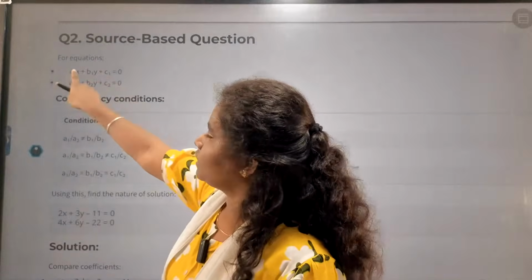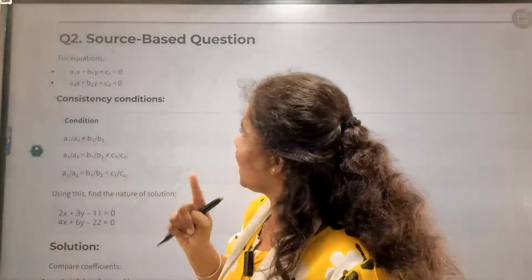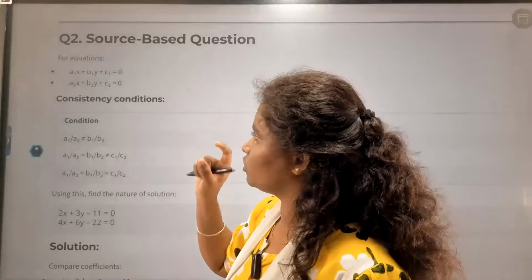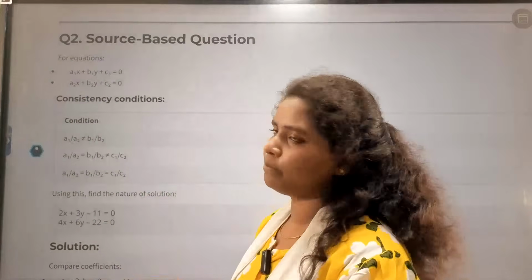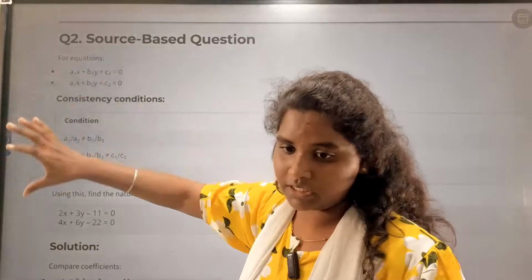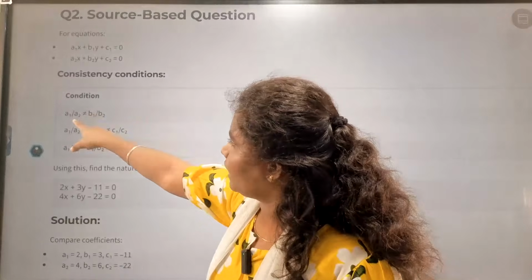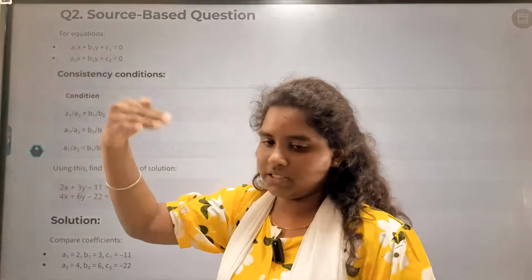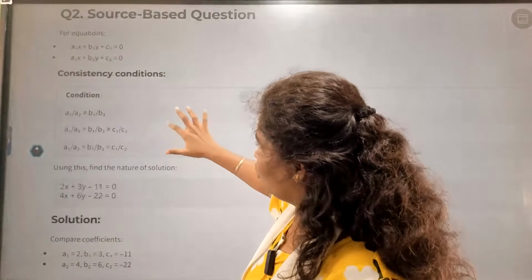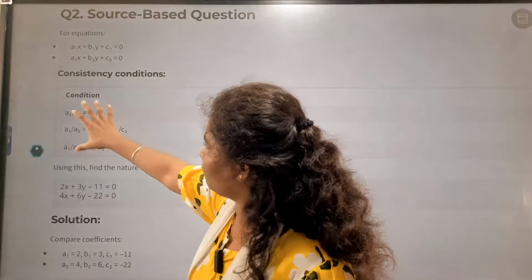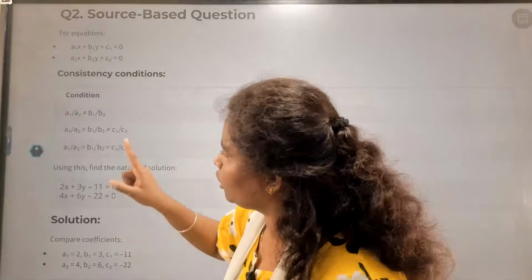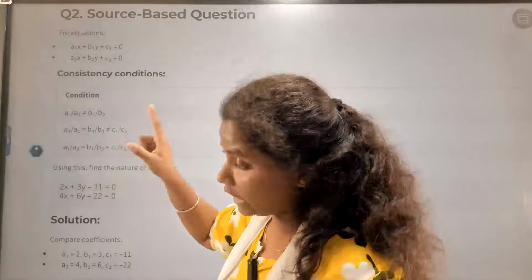First, the general equation is given as a1 x plus b1 y plus c1 is equal to 0 and a2 x plus b2 y plus c2 is equal to 0. Here the consistency conditions are, see, a1 by a2, that is a fraction, is not equal to b1 by b2, so it's under the nature of solutions. Here we have three conditions. a1 by a2 is not equal to b1 by b2, and a1 by a2 which is equal to b1.